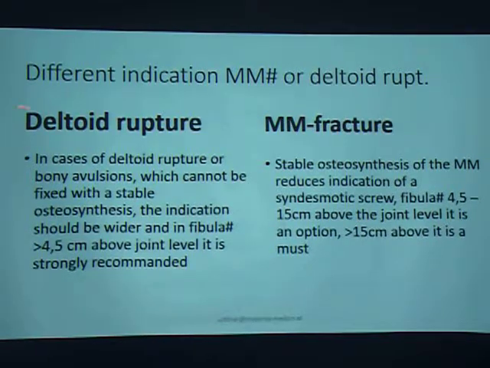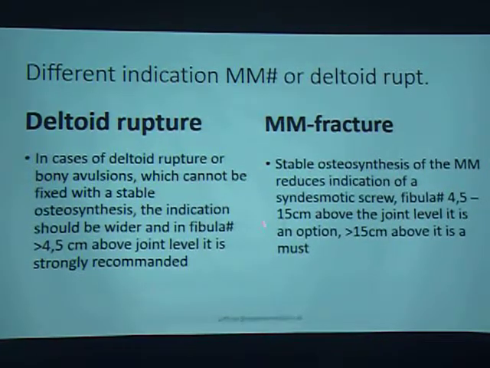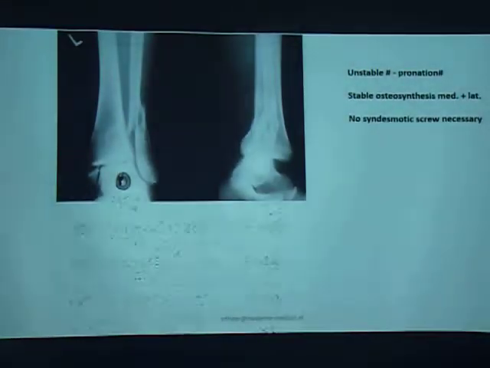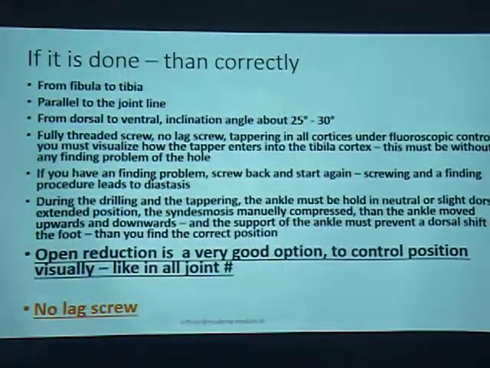For the dimension difference in a deltoid rupture, the margin is about 4 to 5 centimeters. Then we should do it with the syndesmotic screw. If you have a fracture in a stable situation, it can go up to 15 centimeters if it stays stable enough, and then you can leave it alone and make no syndesmotic screw. Yeah? It can go like that.